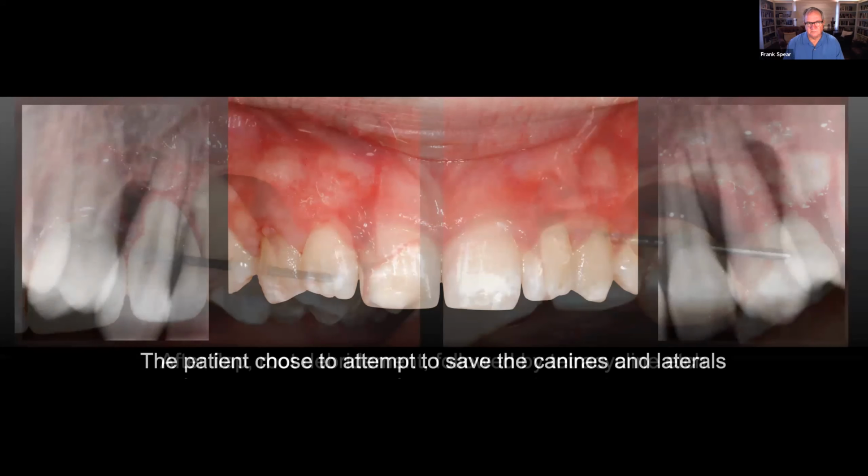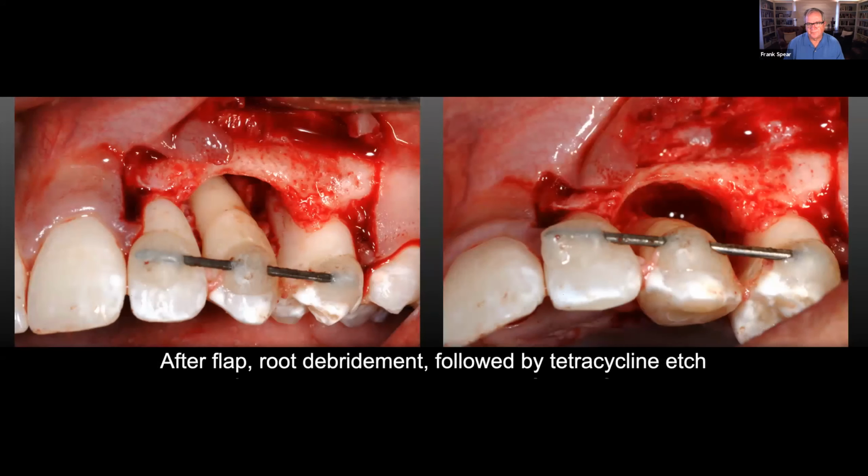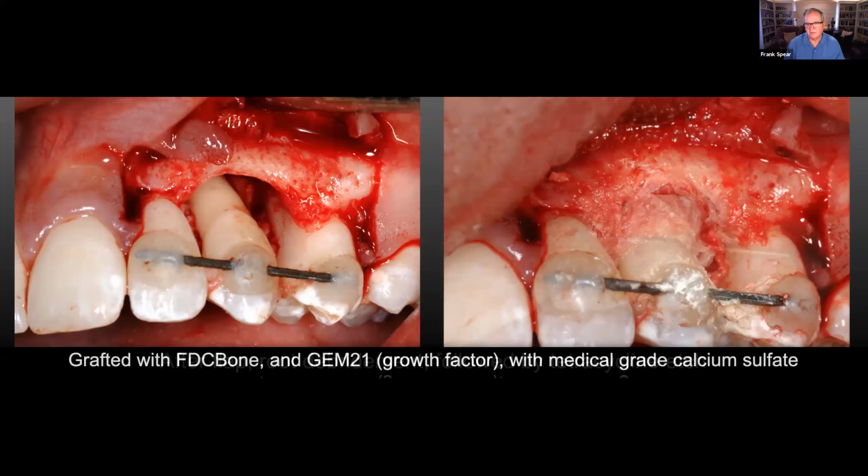So Dave flapped it open. He tetracycline etched the roots. He's using freeze-dried cortical bone with GEM21 growth factor and medical grade calcium sulfate to pack in there. Note the mobility is controlled by splinting.